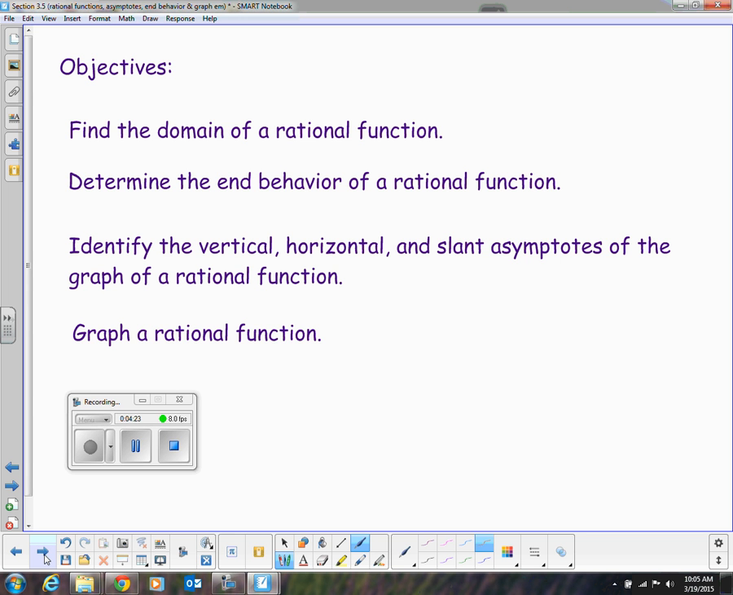This is section 3.5. Start taking notes. We're learning. All right. So it's all about rational functions right now. We're going to find the domain of a rational function. We're going to determine the end behavior of rational functions. And I think today it's the vertical asymptotes of a rational function.